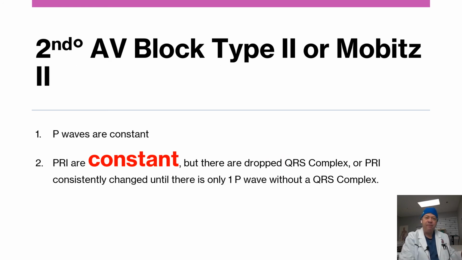The same thing happens for the second degree type 2, Mobitz 2, or AV block second degree type 2: the P wave is always constant. Now, the PR interval is constant. It doesn't vary. It stays prolonged, and that's it. Constant. And we're also going to have a lonely P wave without a QRS complex.